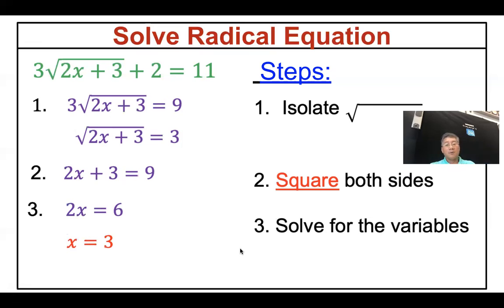And then you also need to make sure you plug x equals 3 into the original equation and check it, all right? So if you plug x equals 3 here, 2 times 3 is 6, 6 plus 3 is 9. Square root of 9 is 3. So 3 times 3 is 9, 9 plus 2 is 11. It works, right? You need to check it, okay?